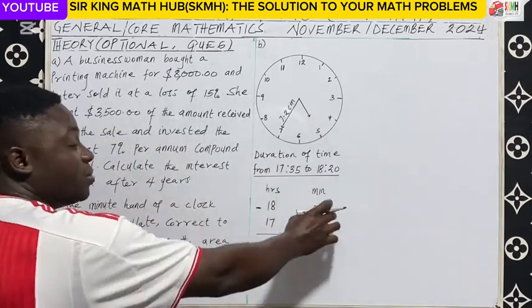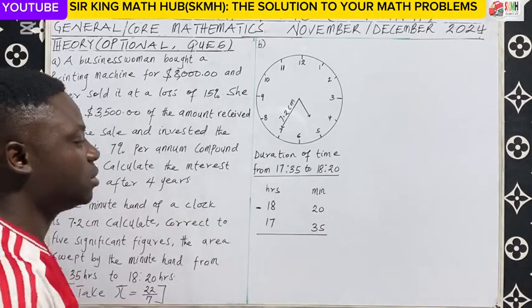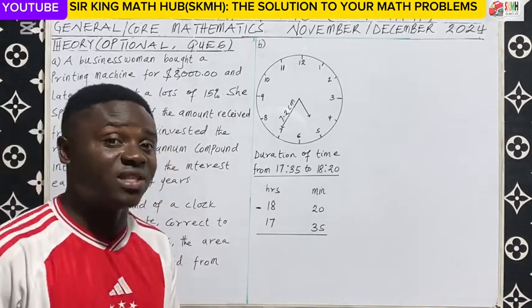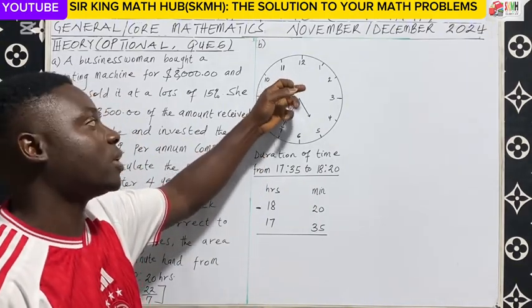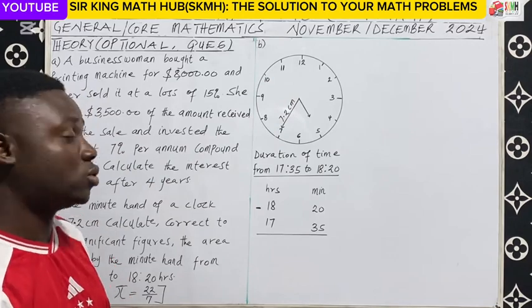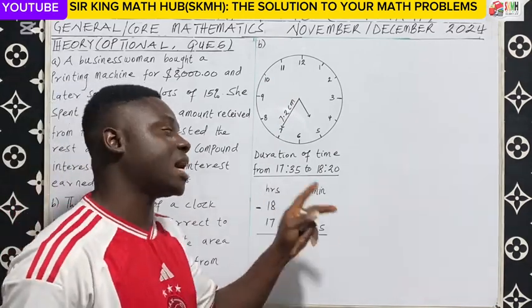So now, starting with the minute column, 20 minutes minus 35 minutes will give us negative 15 minutes. But we are talking about the wall clock. You cannot have a negative time on the wall clock. So what do we do? We move to the hour column and borrow 1 hour.